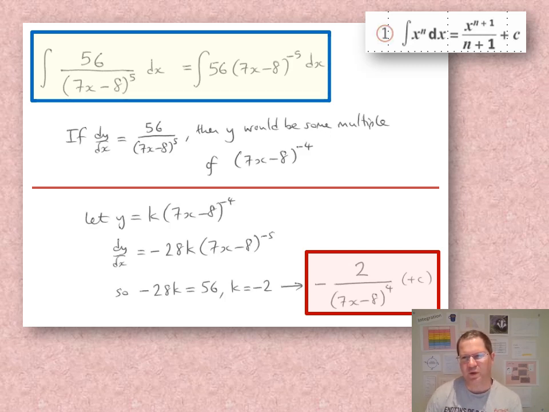And as we know, when we're integrating polynomials, we add 1 to the index. So I'm going to assume that y will be some multiple of (7x minus 8)^(-4). So y equals k times (7x minus 8)^(-4). Differentiate it via the chain rule, and that means multiplying by 7 and minus 4. That gives us minus 28k times (7x minus 8)^(-5). Comparing that with the original, minus 28k is equal to 56, which means that k is negative 2, and our integral is the negative of 2 over (7x minus 8)^4 plus c.